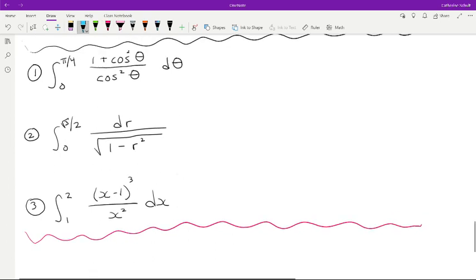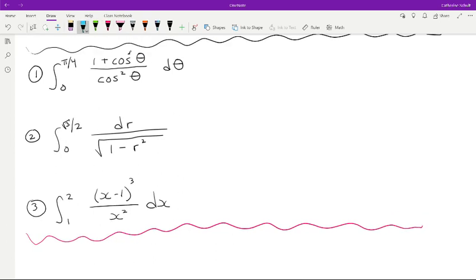So I'm looking at number 1, and I see the cosine squared, okay? So I'm always thinking, oh, that's the Pythagorean, right? So something like 1 minus cosine squared, something like that. But we do not have that. We have 1 plus cosine squared. So that's a little bit different. So my strategy is going to be different. I'm not going to be using the Pythagorean theorem.